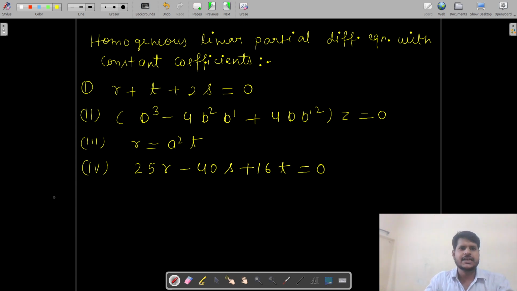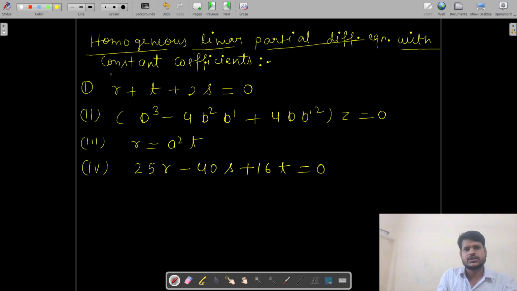Now, in this lecture, we will deal with the homogeneous linear partial differential equation with constant coefficients. First, homogeneous, let me explain first. Why is this homogeneous? This is a homogeneous linear partial differential equation with constant coefficients. Here it is homogeneous because the right-hand side is always 0. You can make it r minus a square t equal to 0. So this is also homogeneous.